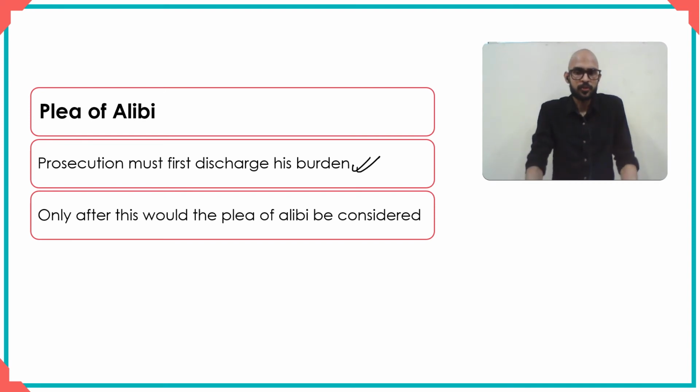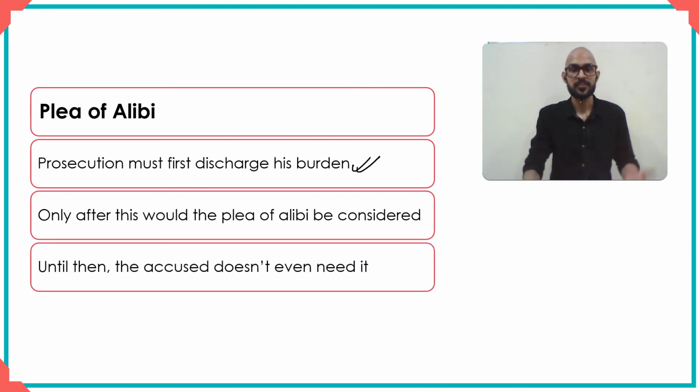Now you might wonder why you would need to wait for that to happen. Well, if the prosecution fails, it means the accused is not going to be convicted anyway, which basically means that until the prosecution has discharged its burden of proof, there is no need for the accused to even make this plea of alibi. He doesn't need it, right?